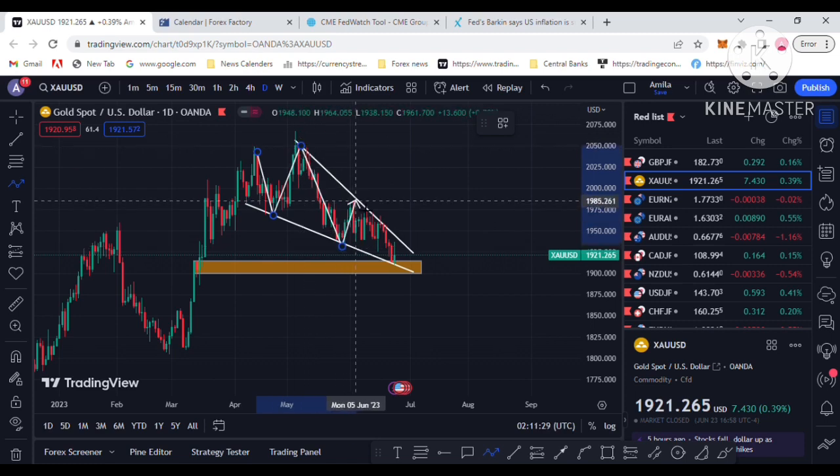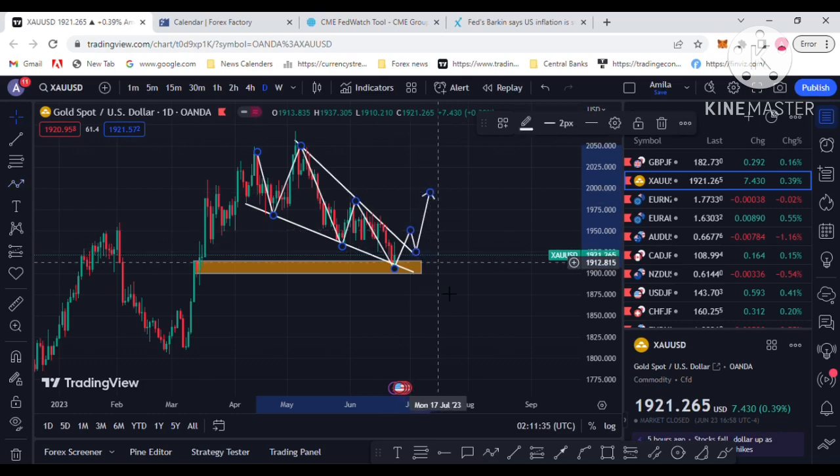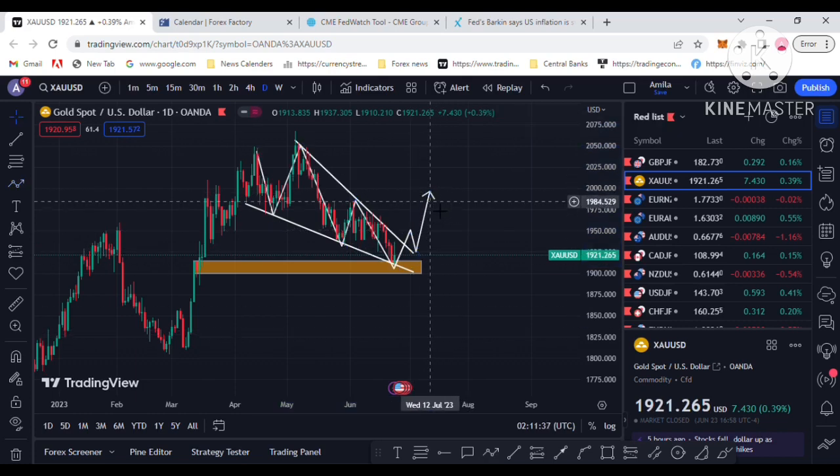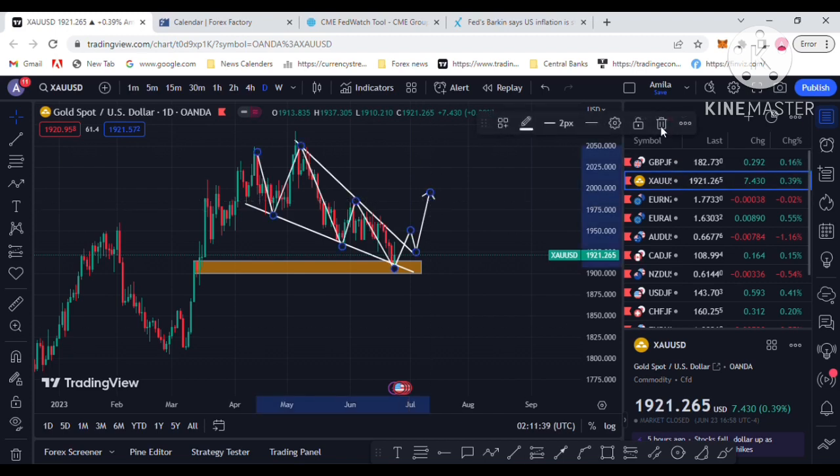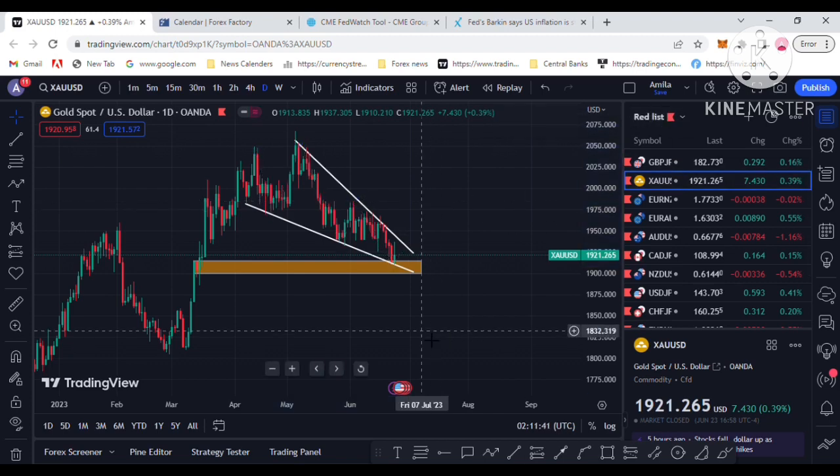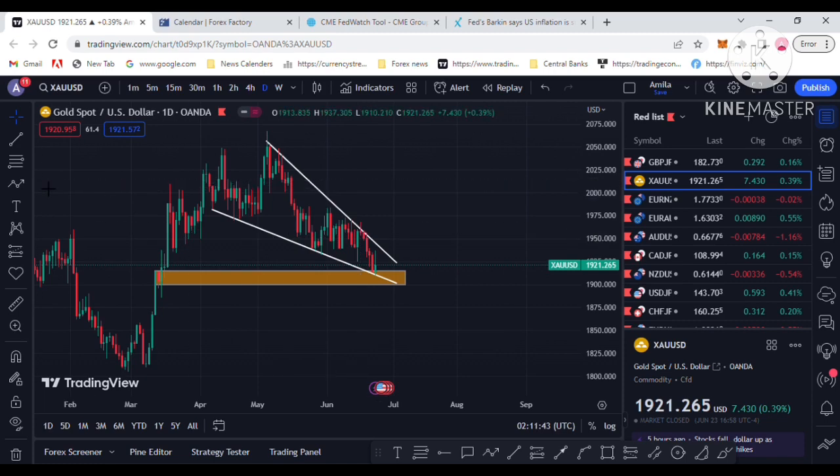That's the first move. The second and third moves are already completed in the technical picture. So I am hoping price will continue to the upside next week. You can see I am on the daily gold chart. This pattern is already completed and broke to the upside. I am hoping 1960 is my next target level in the technical picture.